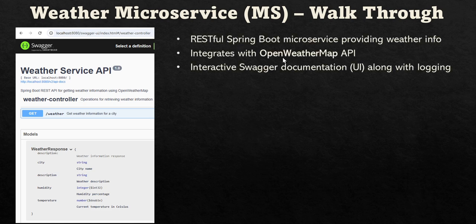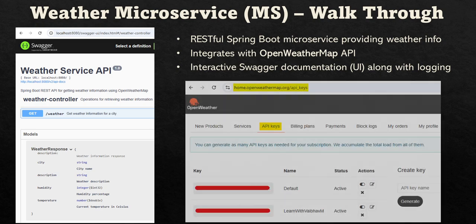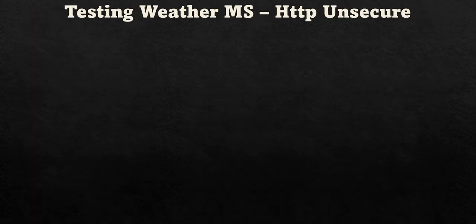So it's a RESTful Spring Boot microservice application that I have written. It integrates with a third-party system, OpenWeatherMap, which is API based, and you will also see the Swagger documentation. This is the OpenWeatherMap third-party API service where we can create our own API keys, as many as we want, and it will take some time, like 2 to 3 hours, to get activated. But once it is active, we can use it to invoke this weather service.